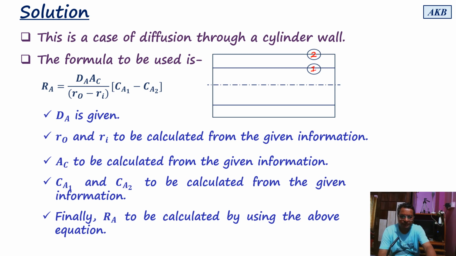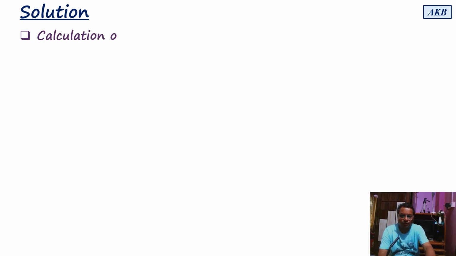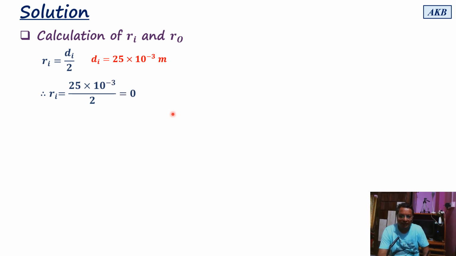Okay, so let us now get the quantities that are required. First we need to get RI and RO. RI is simply half of the diameter. Inner radius is half of the inner diameter. So the diameter is 25 into 10 to the power minus 3 meter, that is given to us. If you put that value, it will be 0.0125 meter. So the inner radius for the tube is 0.0125 meter.